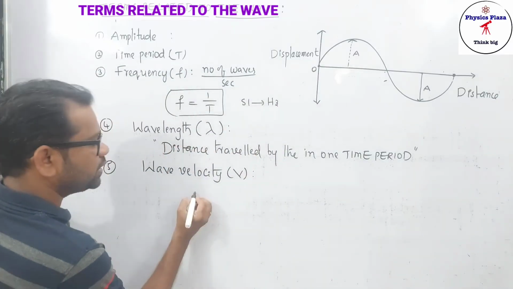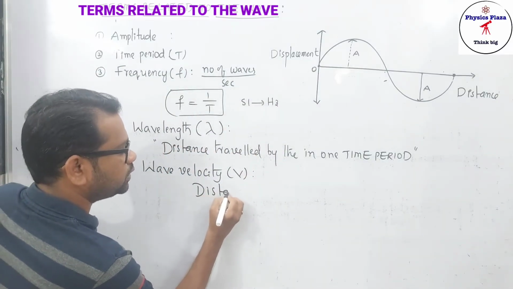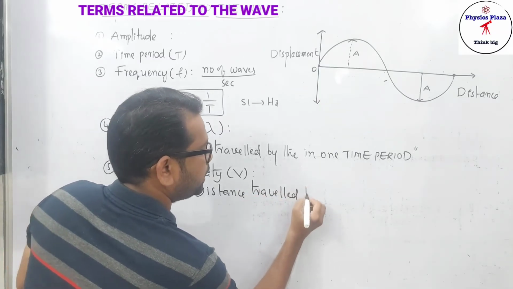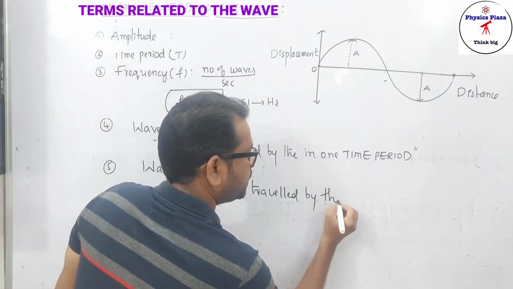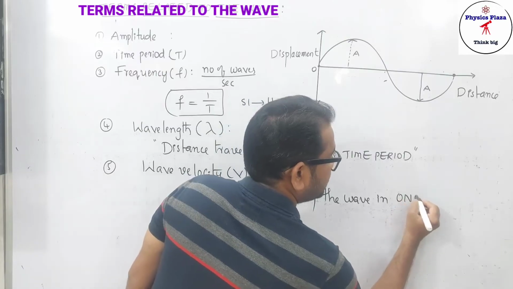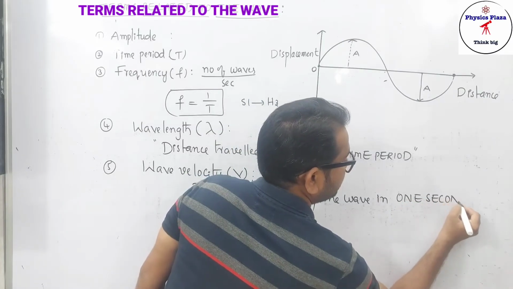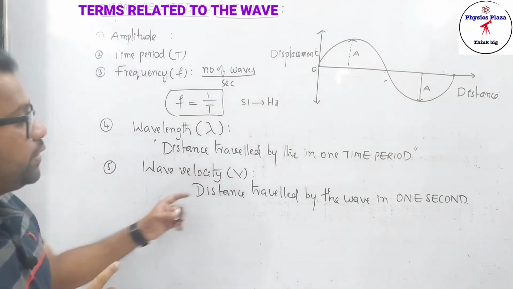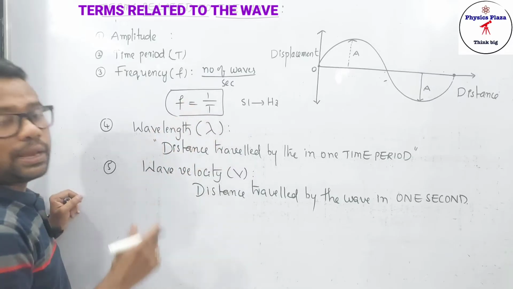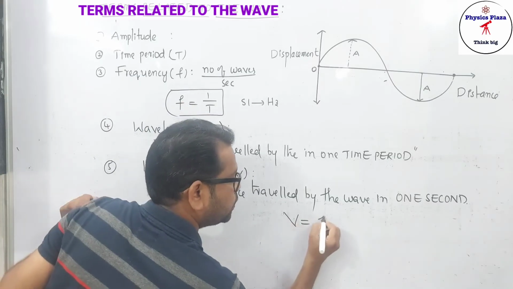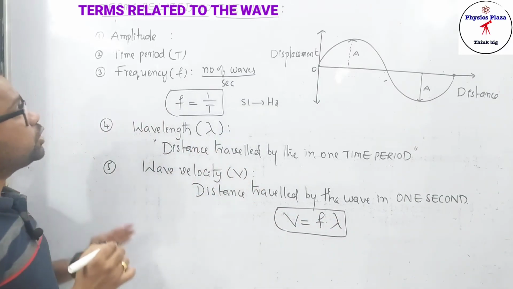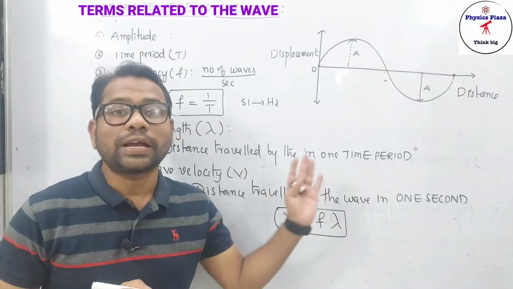Am I clear? Fine. So the distance traveled by the wave in 1 second, children, just notice this difference, is called wave velocity. And here we have an important relation between wave velocity, frequency and lambda. Wave velocity is equal to frequency into lambda. So children, these are the important terms related to the wave. Just kindly note down.